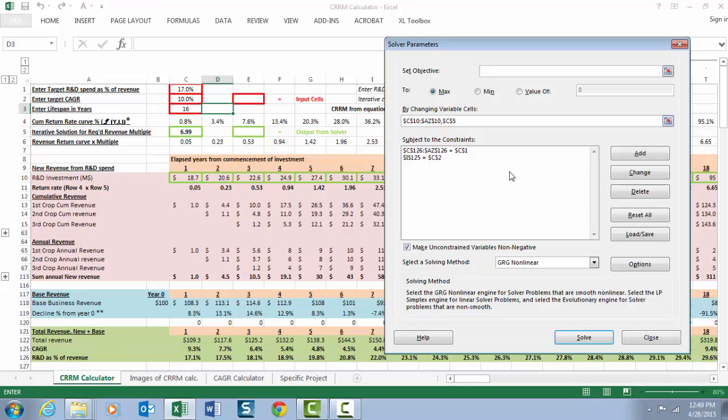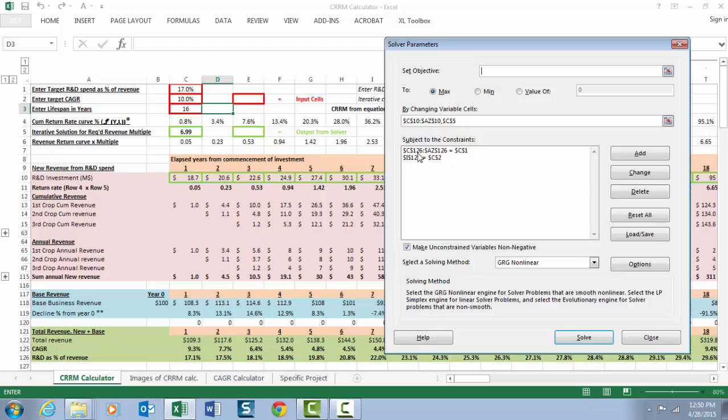These are the solver parameters that we have set. It says by changing certain variable cells, but also subject to certain constraints. The variable cells we would like to change, which are basically the output of the solver, are first of all the cells C10 through AZ10, that being the amount of money we're prepared to spend each year on R&D. So these cells are shown in green because they're the output of the solver. But we're saying we'd also like to change cell C5. C5 is the CRRM, so we're saying please find an appropriate CRRM that matches these constraints.